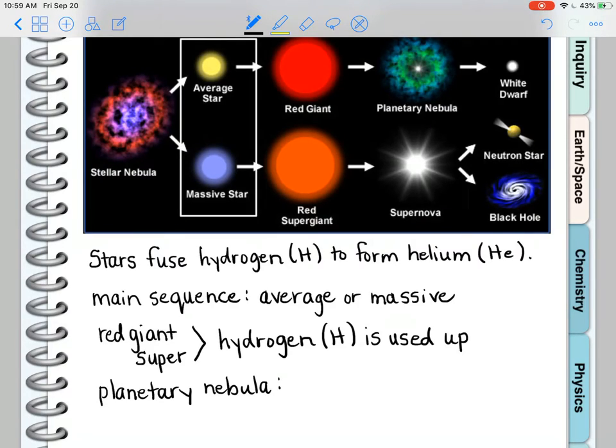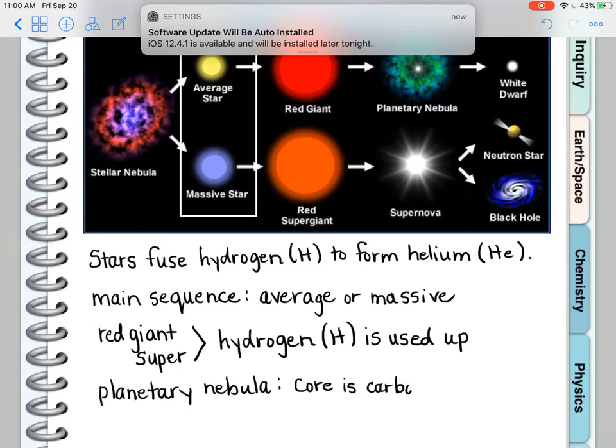is, I'm reading from the ones that we wrote down without flipping back there. A planetary nebula is a red giant that has collapsed and becomes a hot core, hot center of carbon. So the hydrogen and the helium are no longer the issue here. The core is carbon.